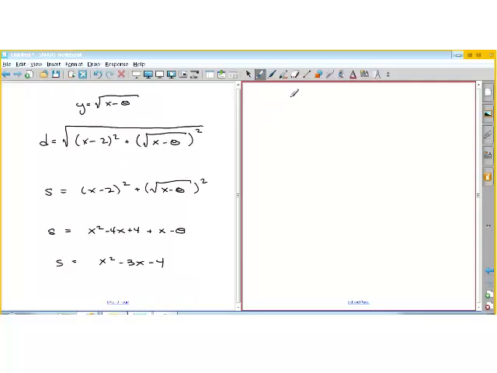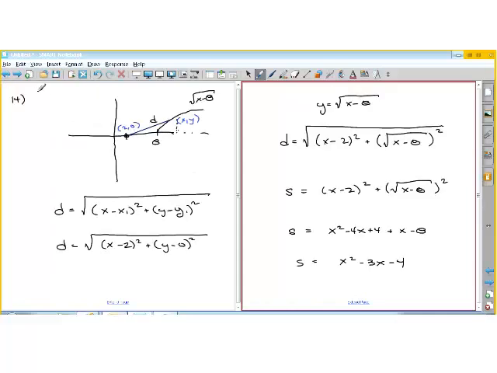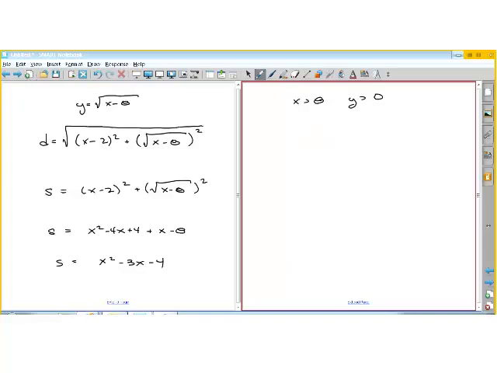What is the domain of x and y? So x has to be greater than or equal to 8, and y has to be greater than or equal to 0. That's about it. If we go back to the original picture here, x is from 8 to infinity, and y is from 0 to infinity, which is what we're saying here.